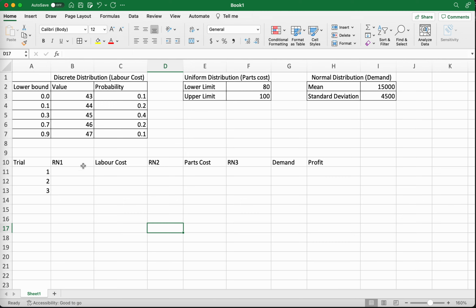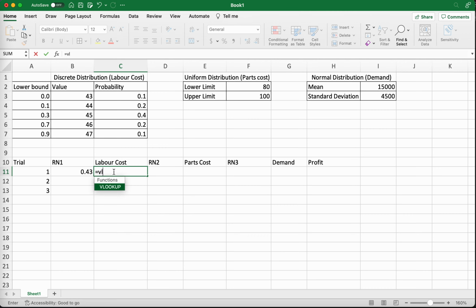Once we have the lower bound values, we can now generate the labor cost. You first generate a random number by using the RAND formula, equal to RAND, that's all you have to do. There are too many decimals here. We are not removing the decimals, we're just showing 4 decimals because it's easier on the eye. In fact, even 2 is fine. Then the formula for the labor cost is VLOOKUP. The V is because it's a vertical lookup. You can also use HLOOKUP, which is a horizontal lookup, but we'll be using VLOOKUP.